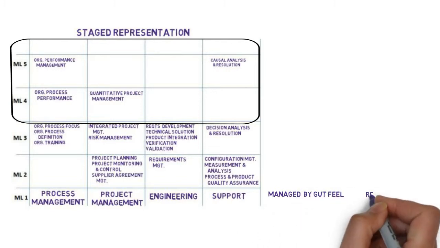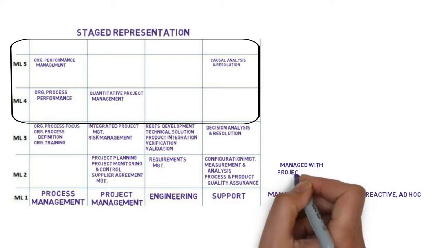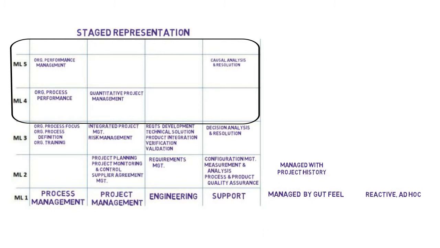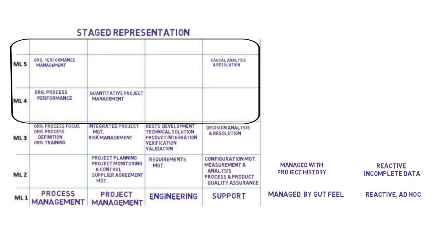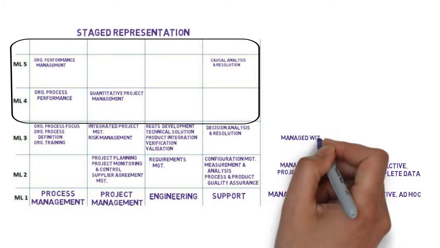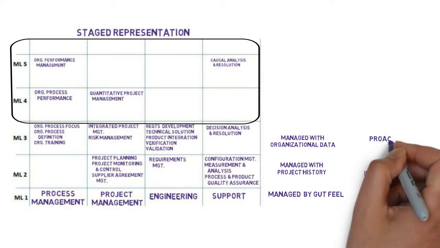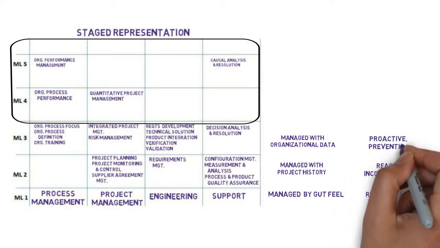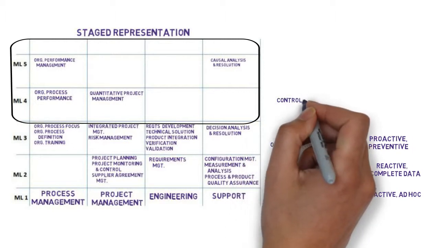Immature organizations manage by gut feel and are therefore reactive and ad hoc. As projects get control over themselves and start to collect historical data, they're still reactive, but better able to repeat past experience and to track it. When the available project information is collected and analyzed at the organizational level, projects can better predict their performance and start to become more preventive. Risk prevention, for example, rather than risk detection and recovery.